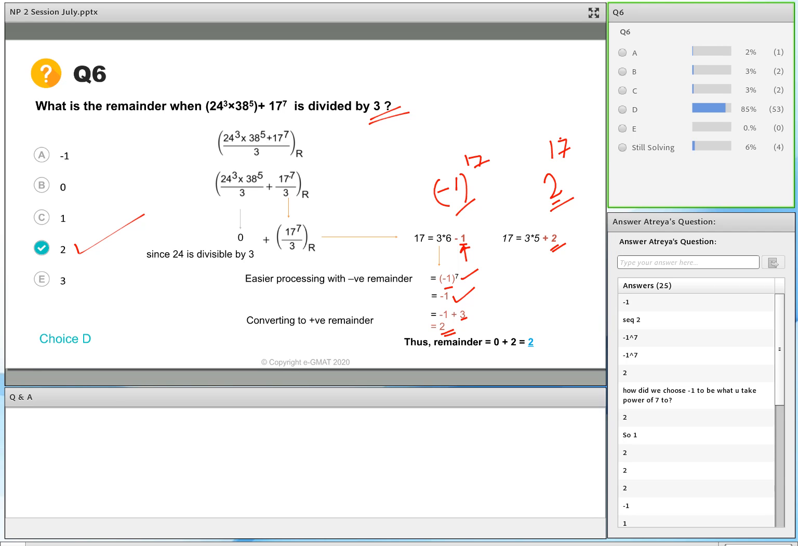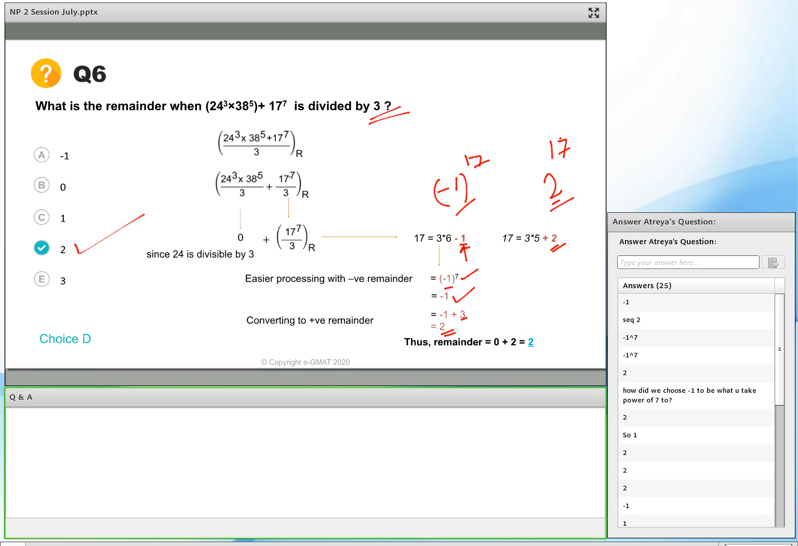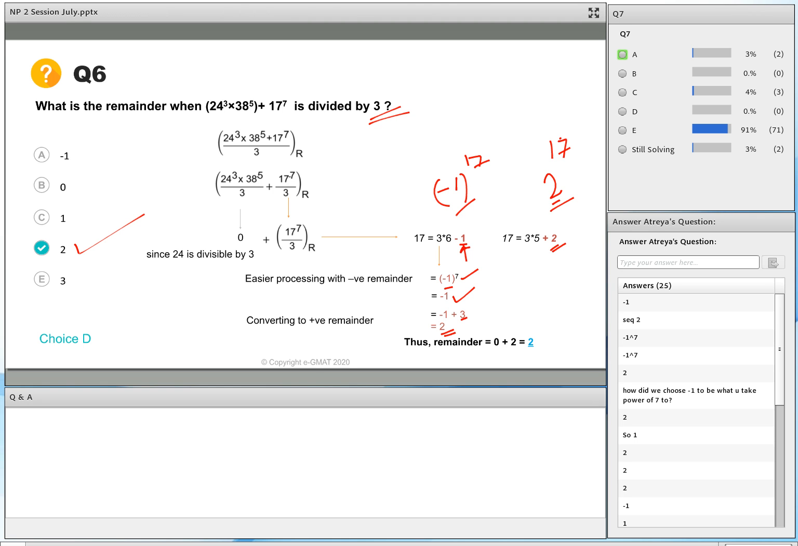With that, I'll now move into question number 7. So let me bring in the poll for question number 7, reopen the poll, and let me also clear all the answers. Can you please mark us still solving over here?